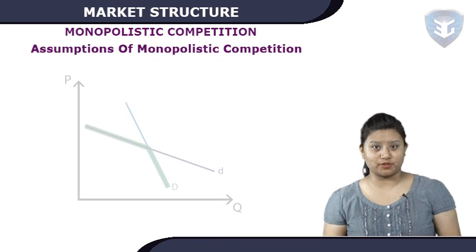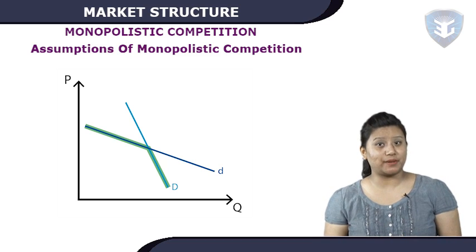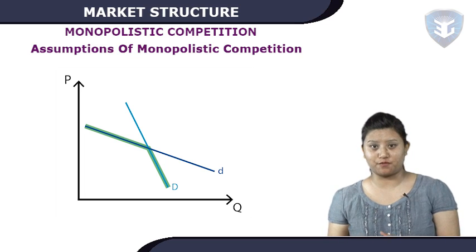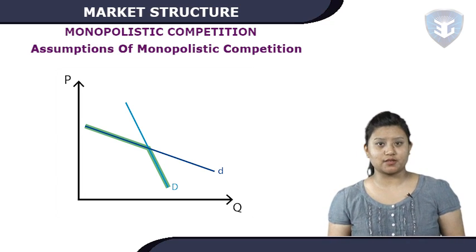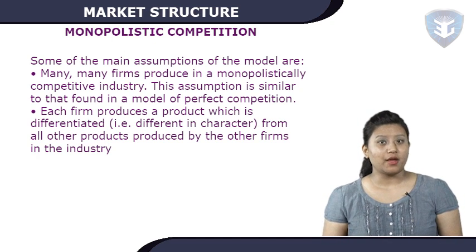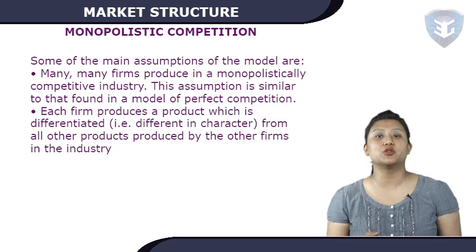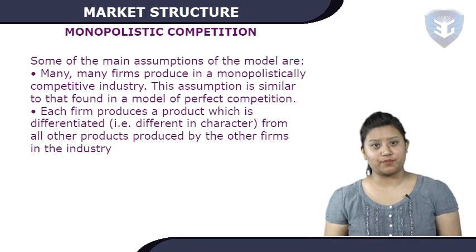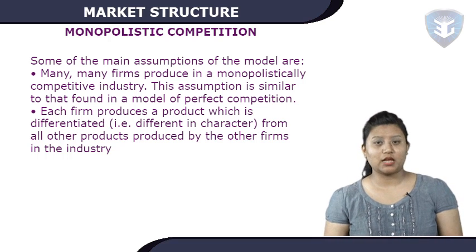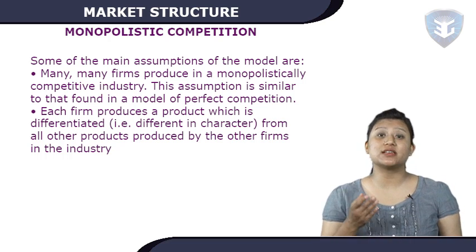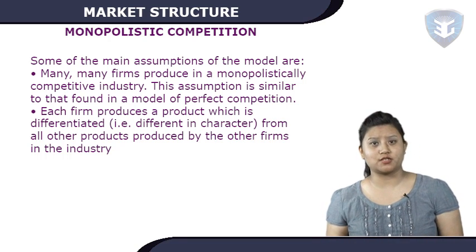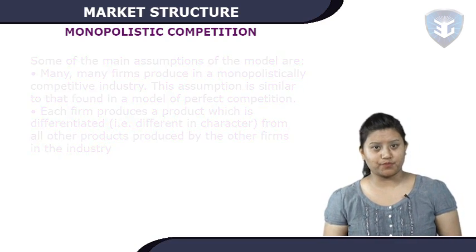Assumptions of monopolistic competition. A monopolistically competitive market has features which represent a cross between a perfectly competitive market and a monopolistic market. Hence the name. Some of the main assumptions of the model are: many firms produce in a monopolistically competitive industry. This assumption is similar to that found in a model of perfect competition. Each firm produces a product which is differentiated, that is different in character from all other products produced by the other firms in the industry.